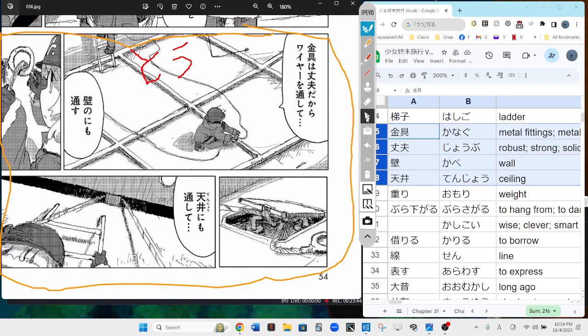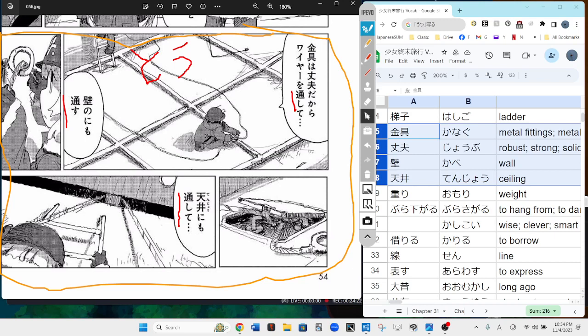Tenjo ni mo. Tsushite. Oh my god, there's so many tsus. They're all the same. Toshite. They're all tosu. Oh my god. He's saying that the metal fittings are rust... We can, like, the wire can go through the kabe, the walls, and even go through the ceilings? Kind of.